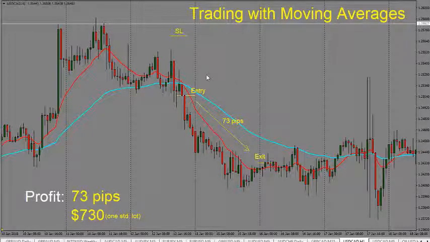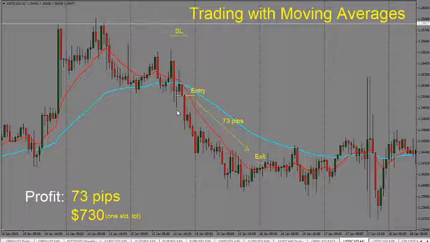When we look for a crossover, we're looking for the faster moving average to actually cross the slower moving average. So in this case, we have the 13 moving average that crosses the 50 moving average to the downside. When the faster moving average crosses the slower moving average to the downside, that means the price is likely to move lower. Now, one thing to remember about moving averages is that this is a lagging indicator. So we would normally see price action move first, and then the moving averages will catch up. So just keep that in mind.